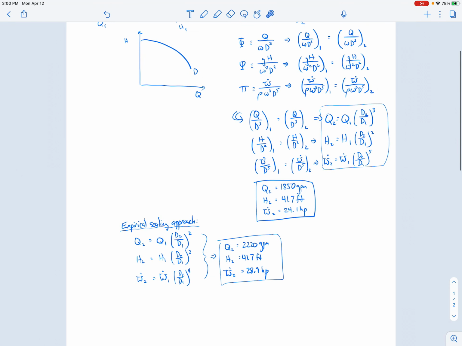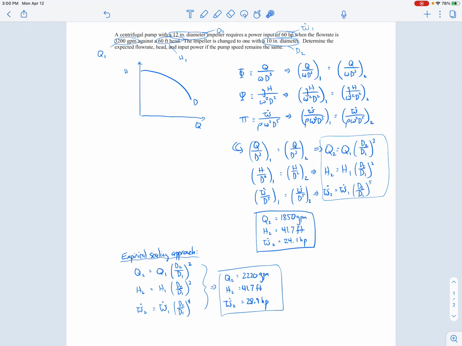All right, so this is a pretty simple example showing how scaling is done with pumps when you're changing the impeller diameter, and I just described what you do if you change the impeller speed. And as I mentioned before, this kind of scaling is okay. It's not wrong. It's just not as accurate as using the empirical scaling approach given down here. This is a better model than this model. Okay, we'll end the example there.